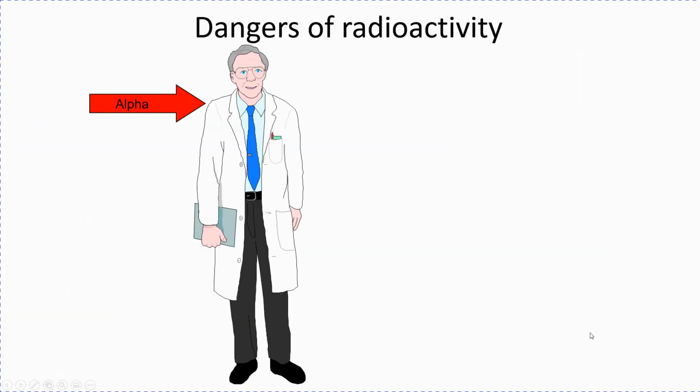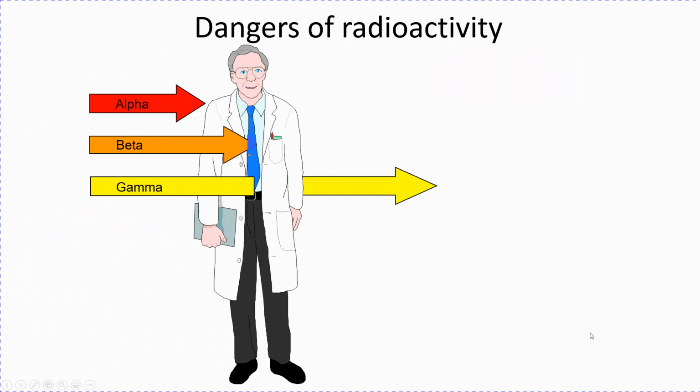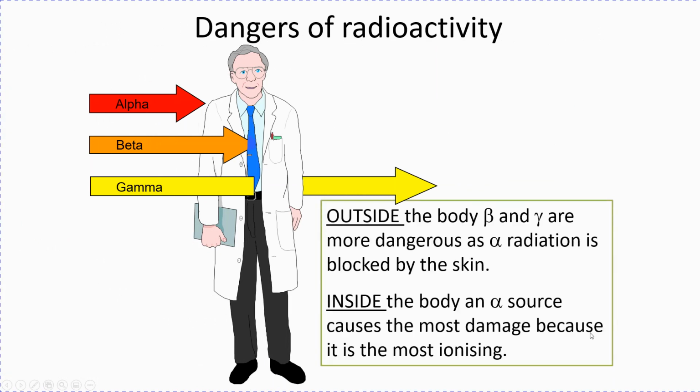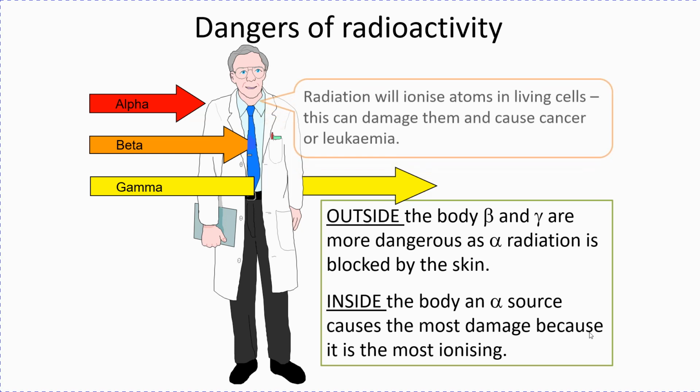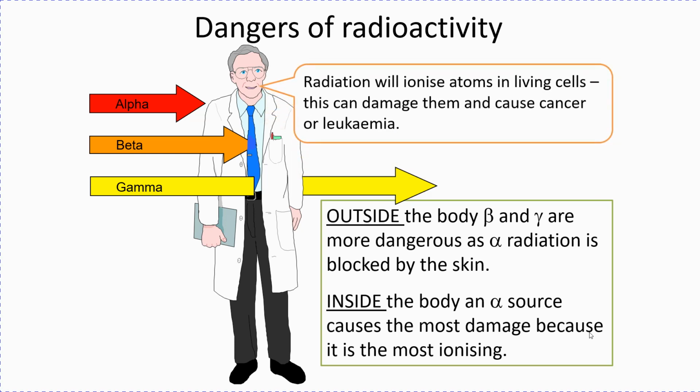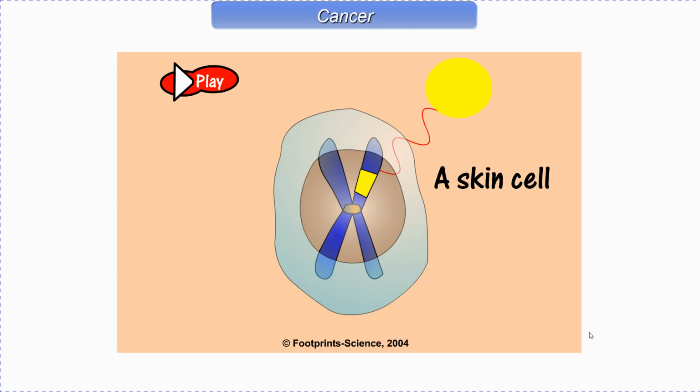Okay, so again, I've got another sort of summary really. Alpha will be stopped by your skin, but it's more dangerous inside your body because it ionises your cells. The beta will go through you, okay, so it's more dangerous outside, and the gamma will go straight through you, okay. And like we said, it's this whole idea of ionising the cells, okay, which cause them to either kill the cell itself or to mutate them and cause cancer, or something like leukemia, which is cancer of your blood. Okay, so this in turn is just an animation showing you how cancer potentially could be caused.